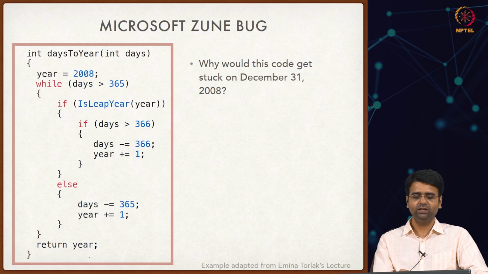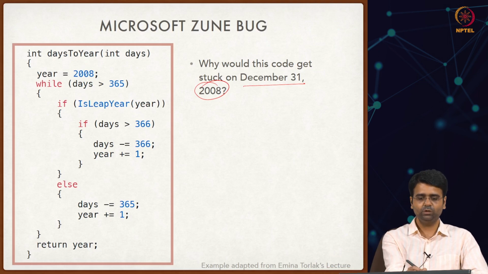If you look at this code very closely, you will see that first of all, 2008 is a leap year. On December 31st, 2008, how many days would have passed? The number of days that would have passed would be exactly 366, because there are 366 days in a leap year.